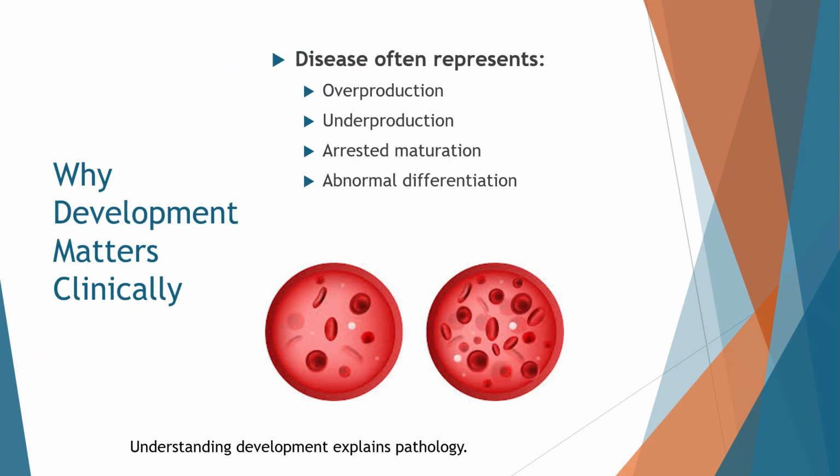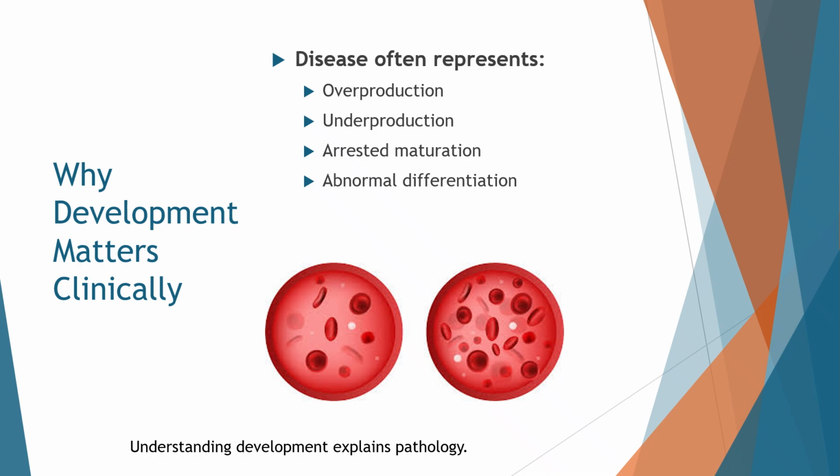This slide is where everything we just learned suddenly becomes very real clinically. Hematopoiesis is not just academic biology. It is the roadmap that explains why disease looks the way it does under the microscope. Most hematologic disorders fall into one of four big categories: overproduction, so too many cells being made, think polycythemia or leukocytosis; underproduction, so the marrow failure or suppression, think aplastic anemia, chemotherapy effects, or nutritional deficiencies.